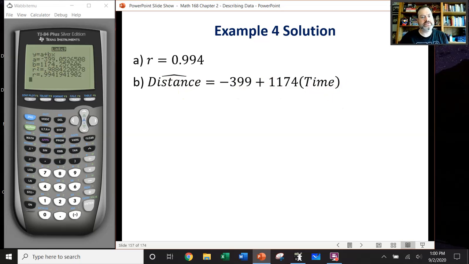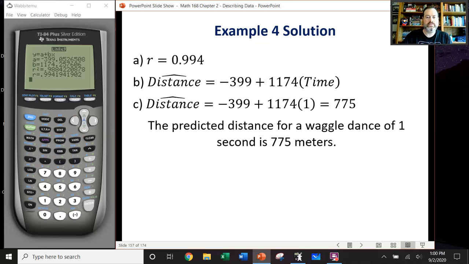Now part 3 says use this line to predict the distance for a waggle dance of 1 second, right? So all you're going to do is just plug in 1 and just type it into your calculator exactly the way it looks, right? Negative 399 plus 1174 times 1. And make sure you can interpret it, right? The predicted distance, so distance hat means predicted, for a waggle dance of 1 second is 775 meters.